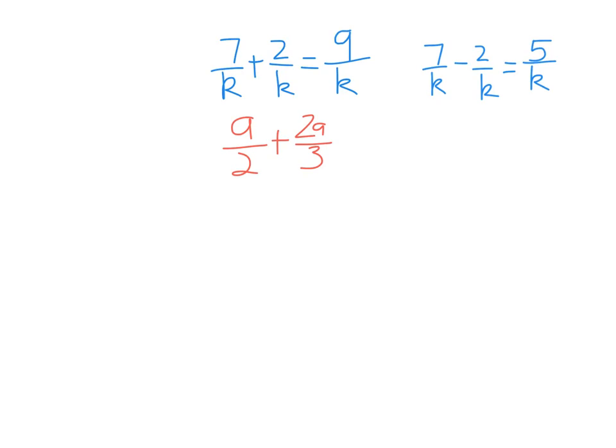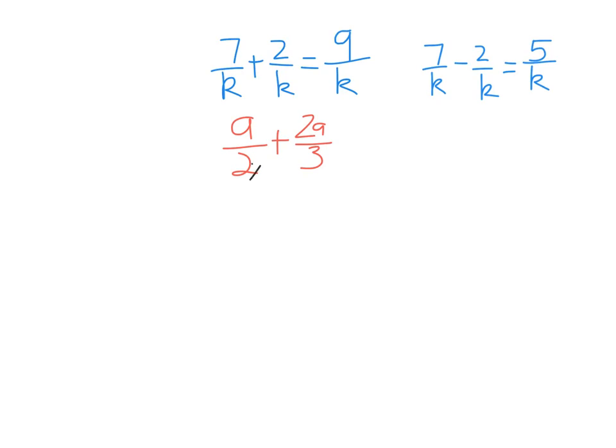I need to make them have the same denominator. Now, the lowest number divisible by 2 and also 3 is 6. What I'm going to do is times each of these denominators by something so that they become 6. 6 is the lowest common denominator, the lowest common multiple of 2 and 3.